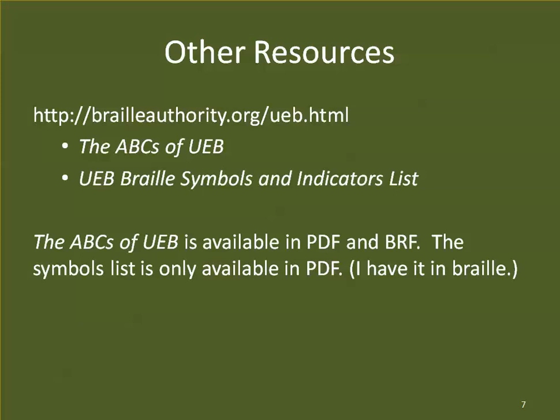The ABCs is available in PDF and BRF. The symbols list is only available in PDF. As I said, it came from somewhere, that seems uncertain, but it's only in PDF, and I thought it should be available in Braille, so I have it in Braille if you would like. It's been proofread, but not approved by any committee or anything like that, but if you'd like it in BRF format, I have that.